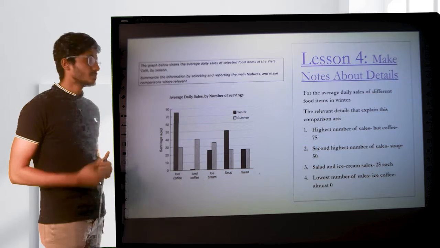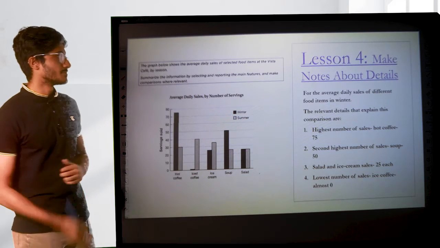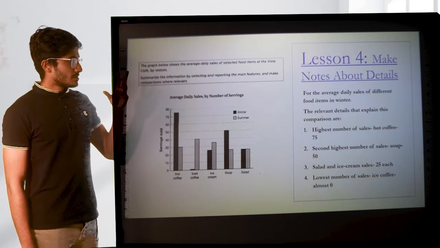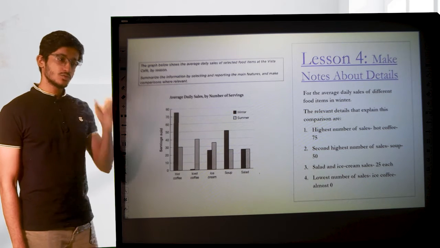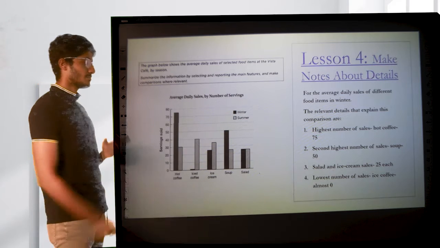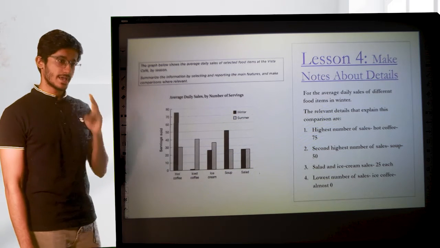So I'll show you one way to do this. Let's look at the cafe example. One more thing that I have to mention is that you have 2 comparisons, winter and summer, you have 2 dimensions. So in most graphs, you are going to have 2.